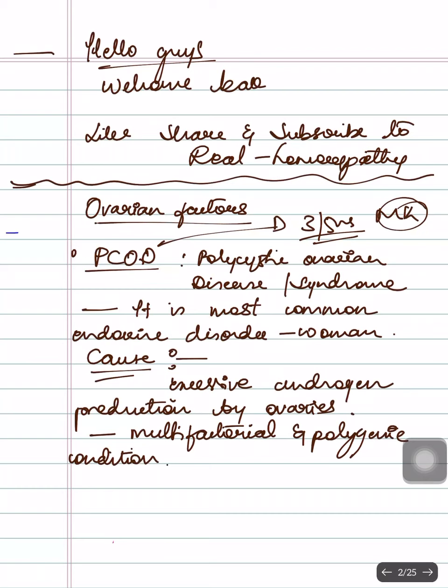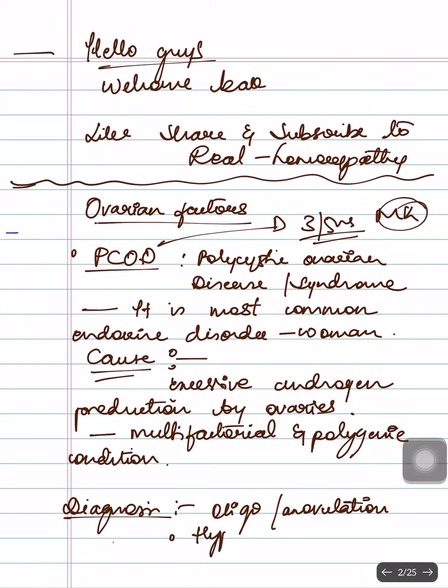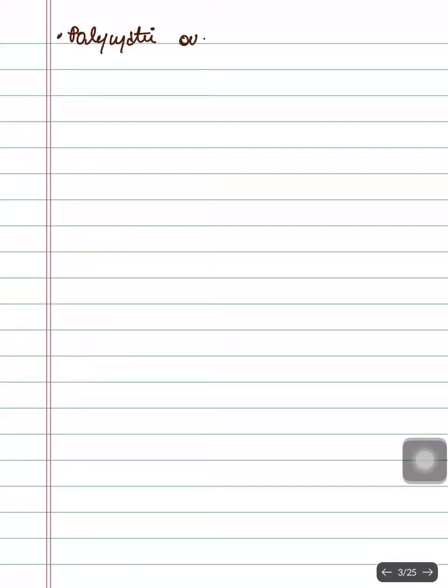So next, coming to the diagnosis of this. How do you diagnose when a person has a PCOD condition? There are certain criteria which you need to follow. The diagnostic factors are: oligo- or anovulation, next is hyperandrogenism, which is clinical and/or biochemical, and thirdly, polycystic ovaries.